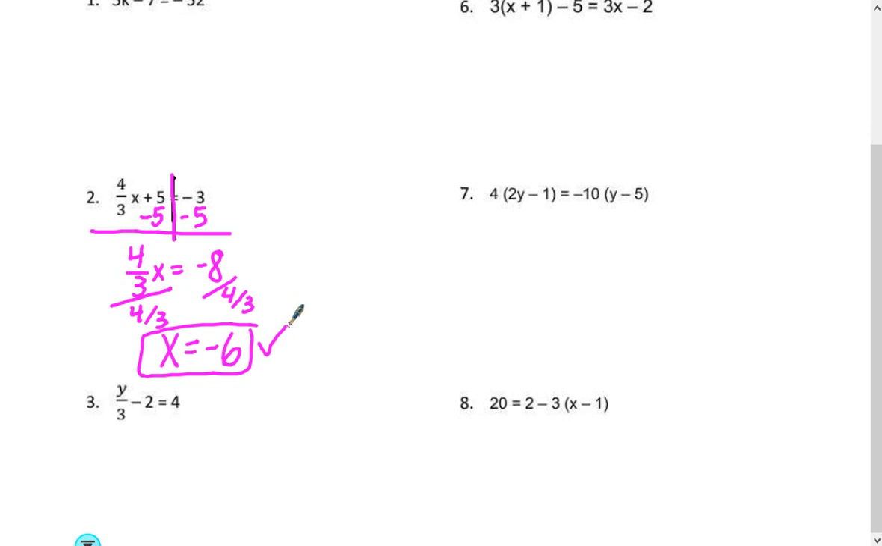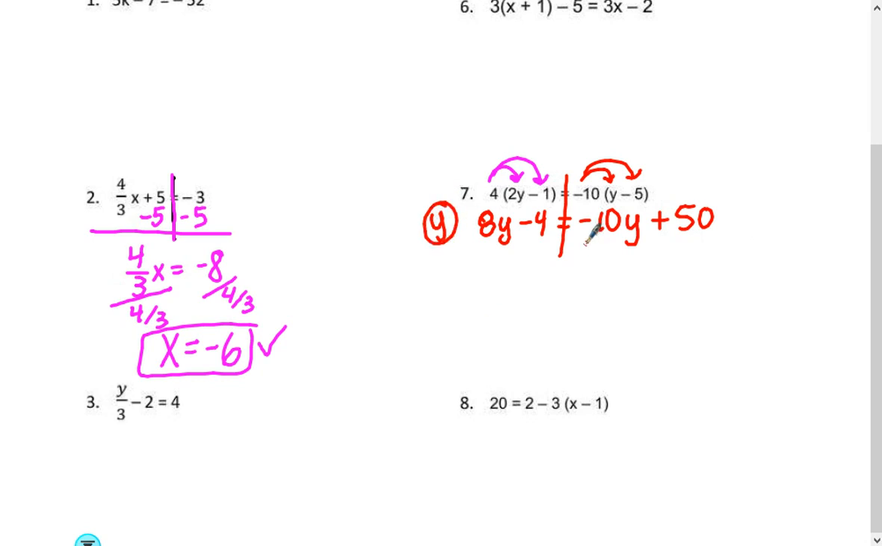Alright, after this one, let's check out number 7. I'm going to use the distributive property, and I get 8y minus 4. And then over here I need to distribute my -10, which gives -10y plus 50. Now, whenever I see variables on both sides of the equation, we want to get them to the same side of the equal sign. Since I'm crossing the equal sign, I need to do the opposite operation, so I'm going to add those over here. I get 18y minus 4 equals 50.